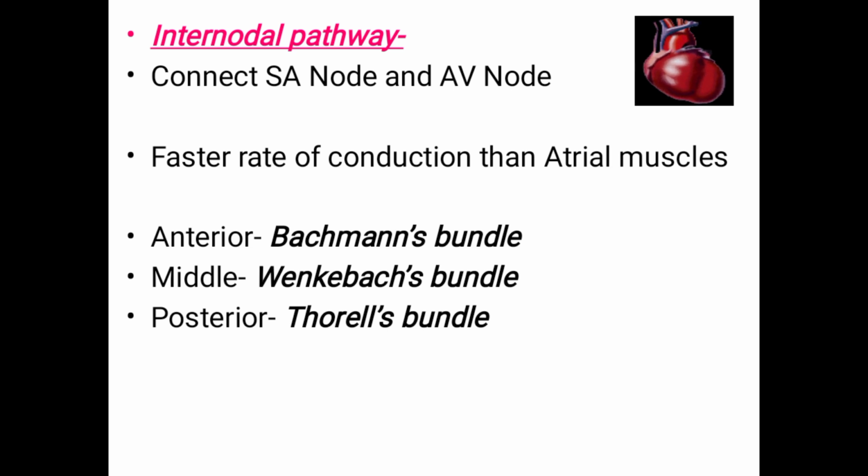It has a faster rate of conduction than atrial muscles. So these internodal pathways conduct the impulses faster than the atrial muscles. Immediately, after the atrial muscle conducts the impulse, through this pathway it goes to the AV node.